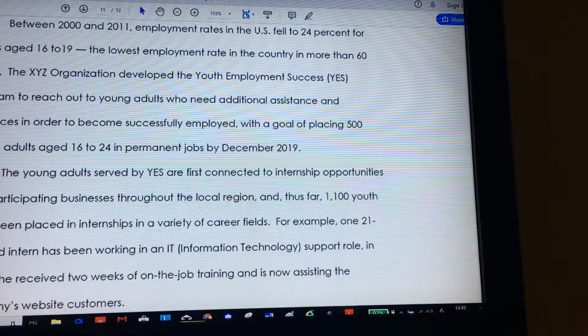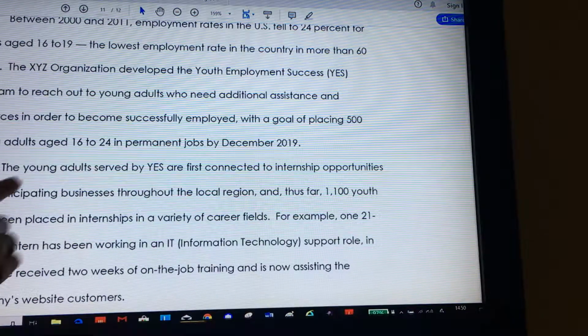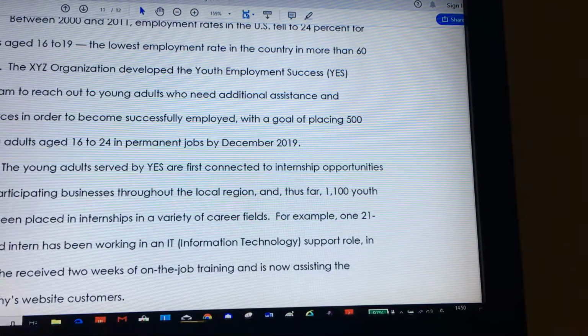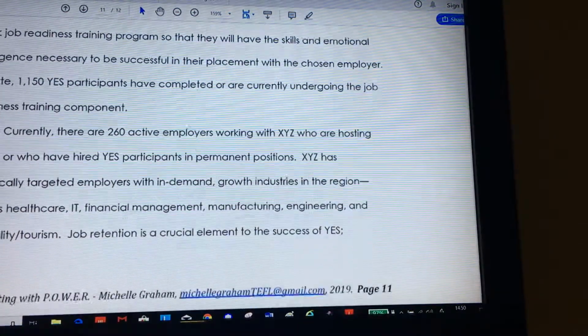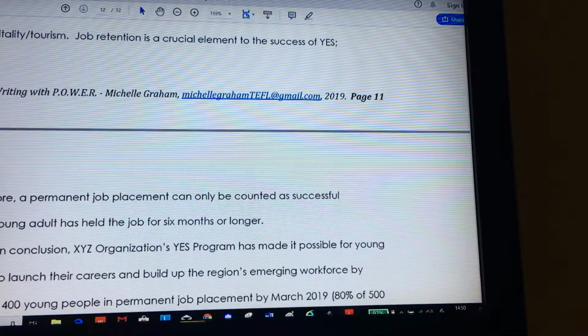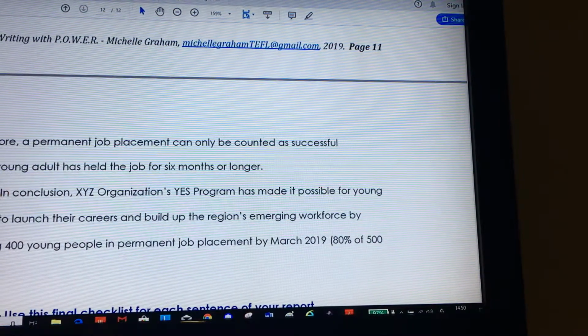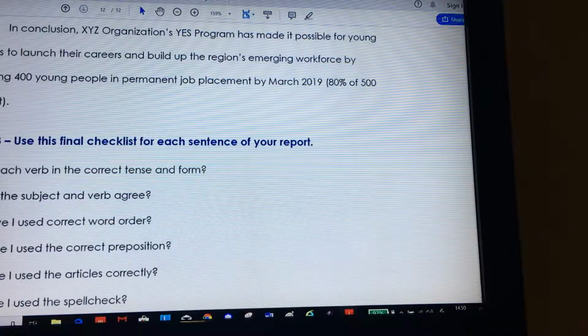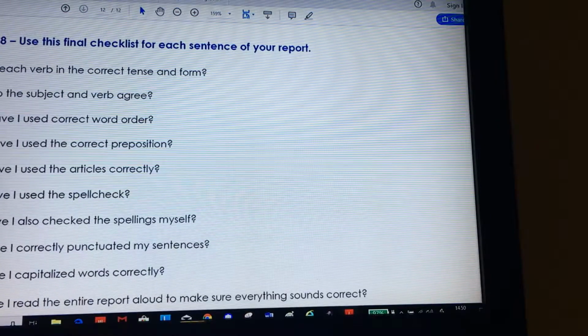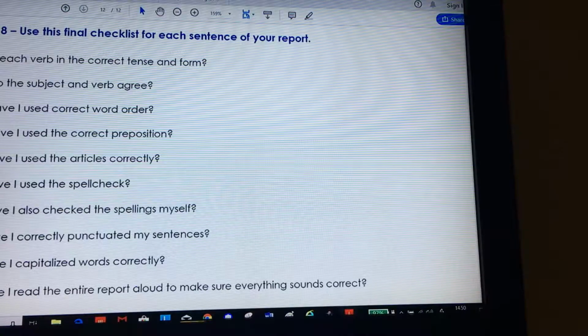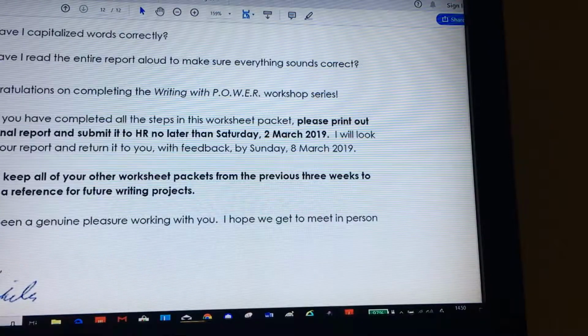This paper is a few paragraphs long. I decided instead of doing one big paragraph to separate the ideas, those supporting details, into separate paragraphs. And then I put my conclusion as its own paragraph right here. As soon as you are finished, you should use this final checklist to make sure that everything is client ready and polished in your final report. So those are the checklist items there. And you should be finished.